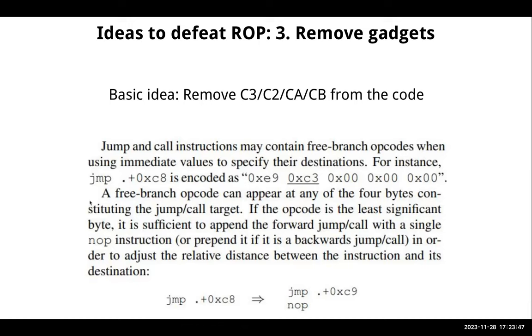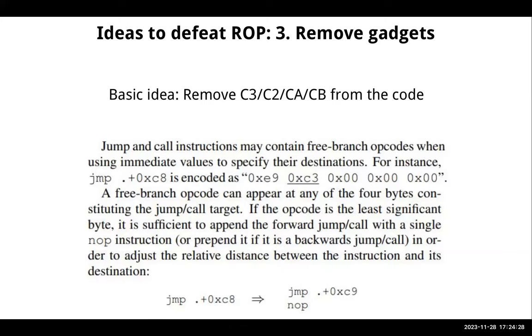For example, there could be an instruction jump C8. This means jump to a relative address from your current address. After this is compiled, it will actually be E9 C3 here, then 000. Why do we have C3 here? Because the instruction itself is 5 bytes. So even if you jump to C8, after you compile, it will be C3. But then C3 can be interpreted as a return instruction.